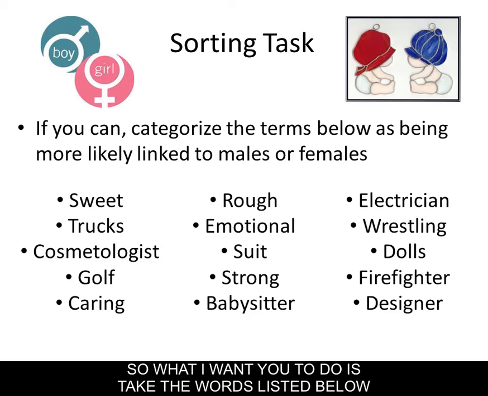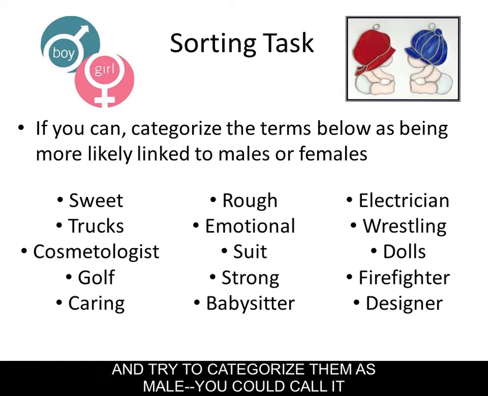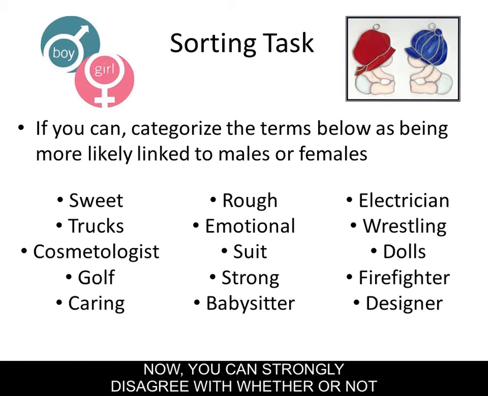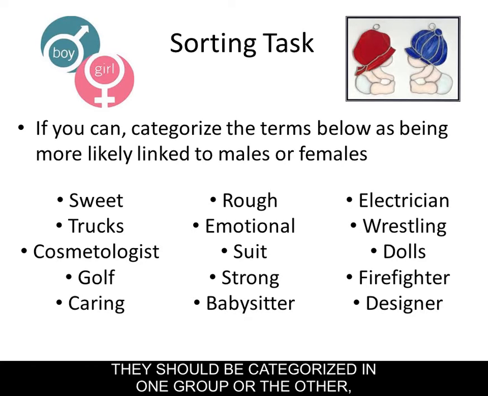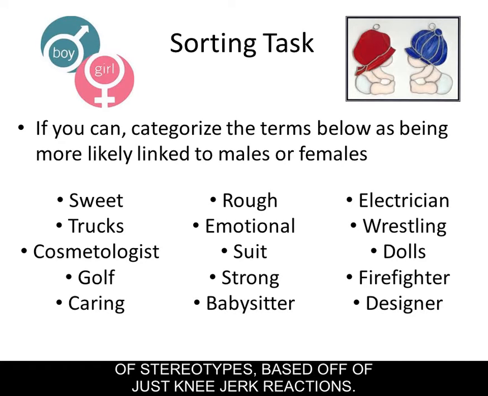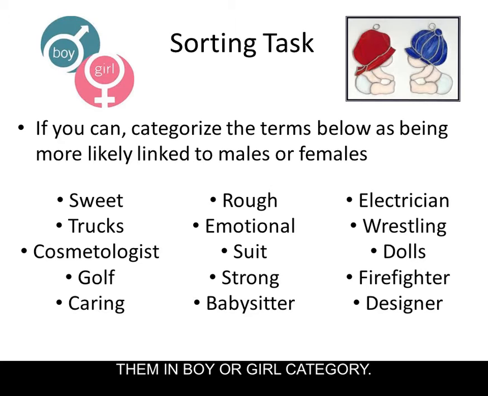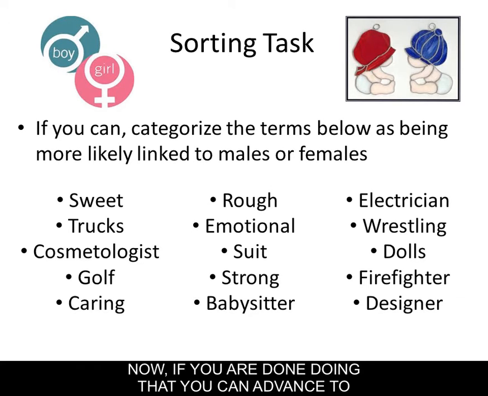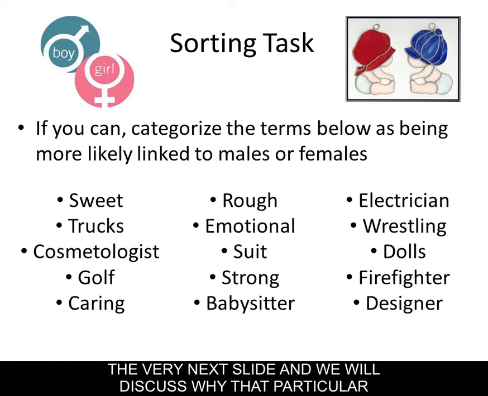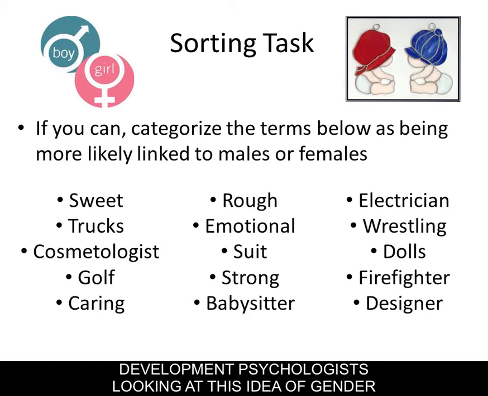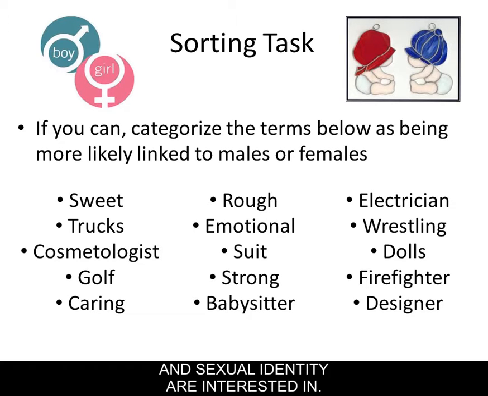I want you to take the words listed below and try to categorize them as male, or you could call it boy, and female or girl activities, or ideas. Now, you can strongly disagree with whether or not they should be categorized in one group or the other, but I want you to just go based off of stereotypes, based off just knee-jerk reactions. Take each of these listed words and sort them into the boy or girl category. And if you're done doing that, you can advance to the very next slide and we'll discuss why that particular activity really applies to some of the things that developmental psychologists looking at gender and sexual identity are interested in.